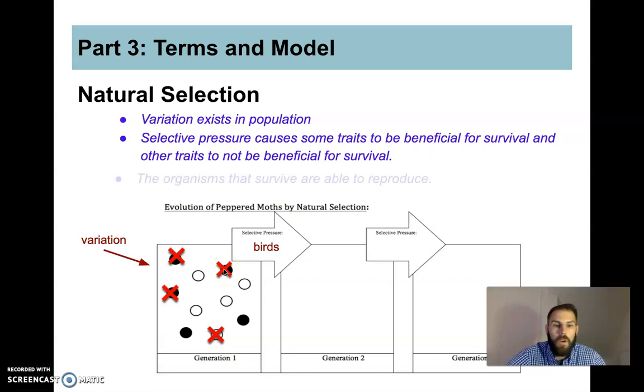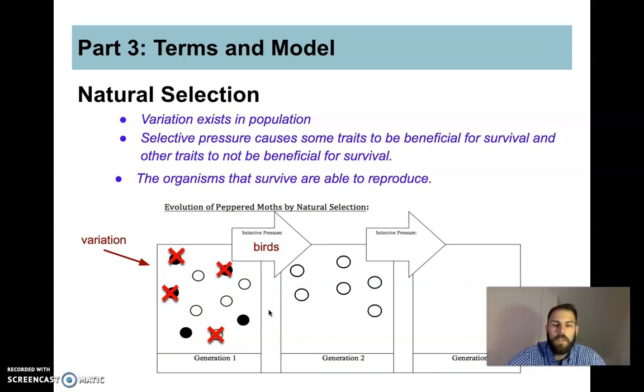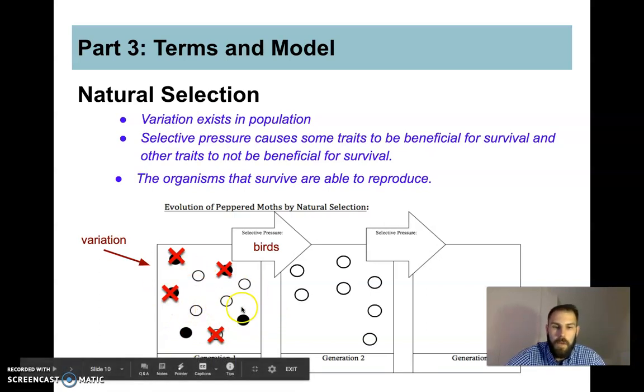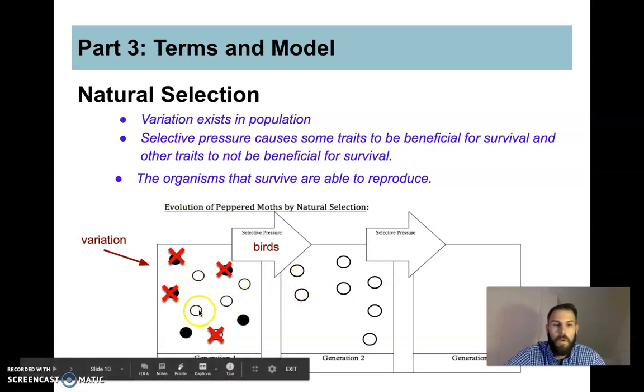All right, the organisms that do survive are able to reproduce. In this case, I have white moths that survived and some black moths that survived, and I'm going to still have the same number I had originally in my population, because organisms always produce more offspring in general. Here I had 4 that survived, so here I have 7 white moths being reproduced, and then 2 survived, so about 3 moths reproduced. It's just a guesstimate. All right, so that's my second generation.